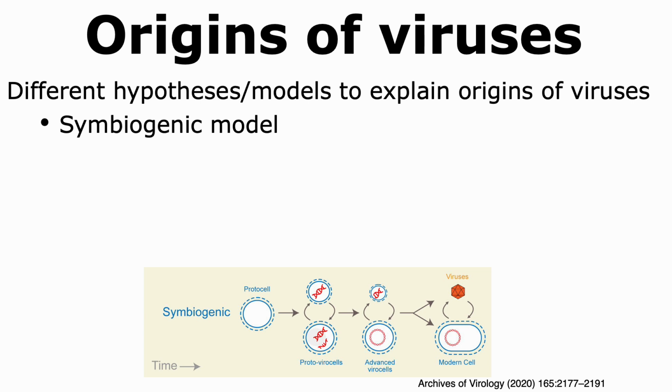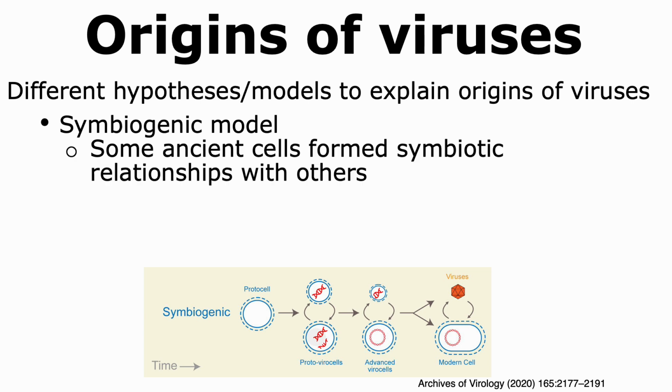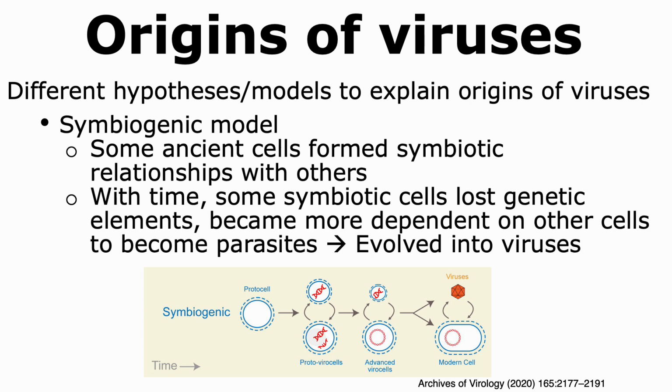The symbiogenic model builds on the regression hypothesis. In the symbiogenic model, the researchers proposed that some ancient cells formed symbiotic relationships with other ancient cells. Now, with time, some of these symbiotic cells lost their genetic elements. And when they did so, they started becoming more and more dependent on other cells for their survival. Eventually, they lost so much genetic information that they became parasites and hence evolved into viruses.